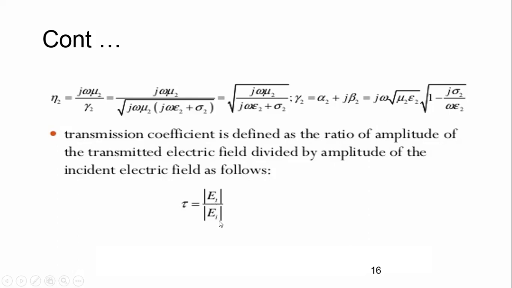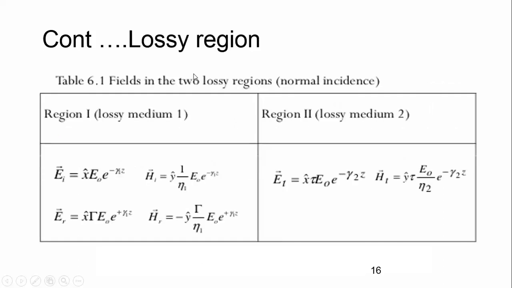So here ET divided by EI is the ratio. The T term is nothing but the amplitude of the transmitted electric field. That is ET divided by EI, so transmitted divided by incident electric field. That is nothing but the transmission coefficient.